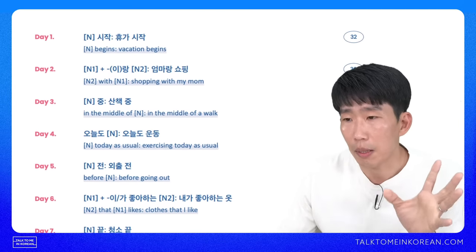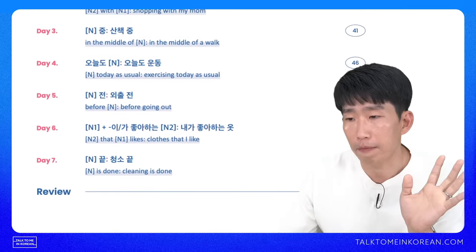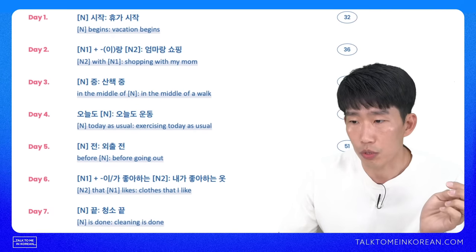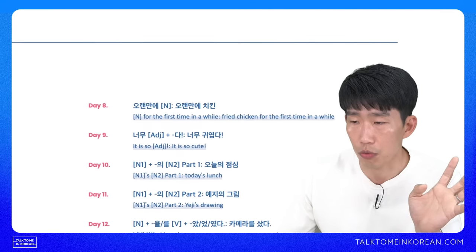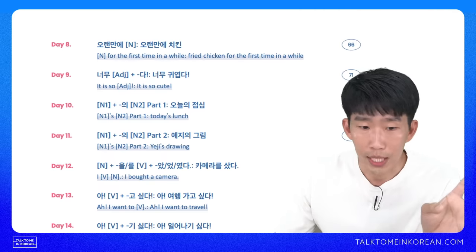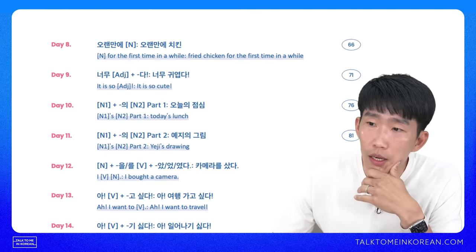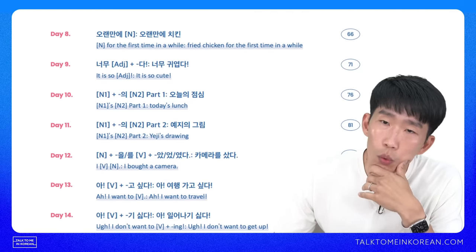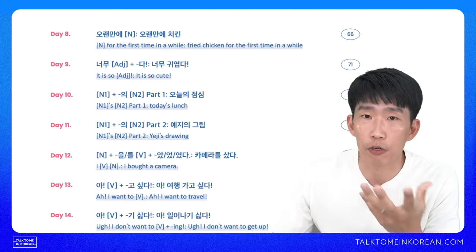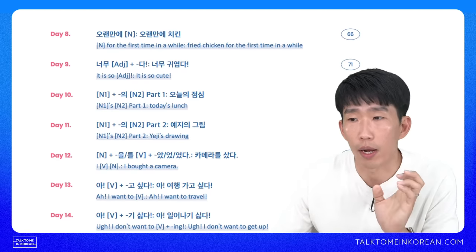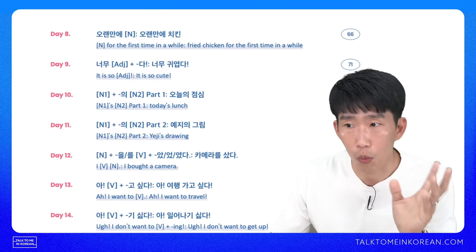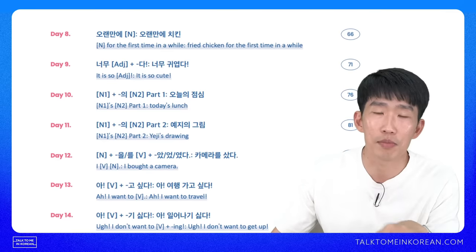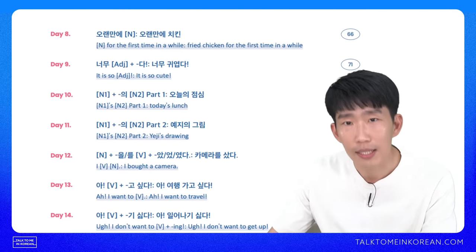There are many, many sentence patterns and formats that you can use to continue practicing like this. And here, another page in the table of contents. Let me quickly browse through all the mini chapters. You can go to day 8, 오랜만에. 오랜만에 is for the first time in a while, after a long while. When you want to talk about something that you are doing for the first time in a while, it has been a long time since the last time, you can say 오랜만에 so and so.